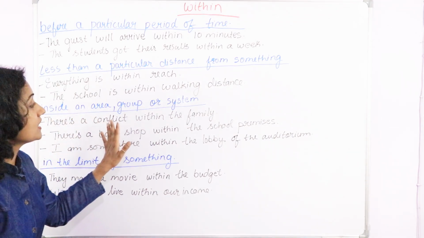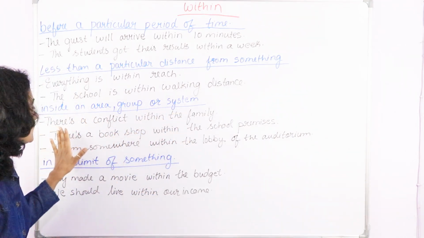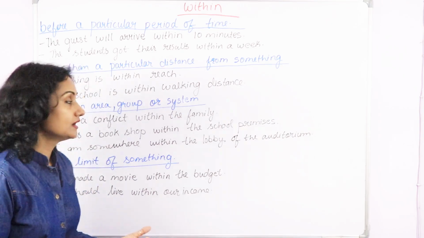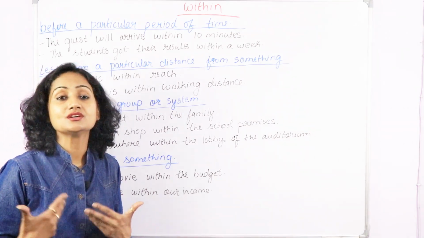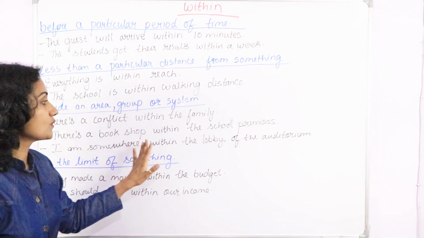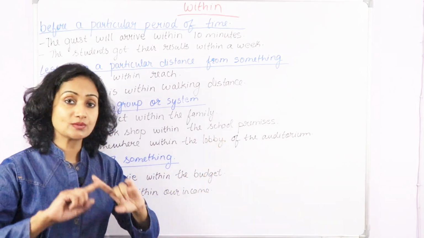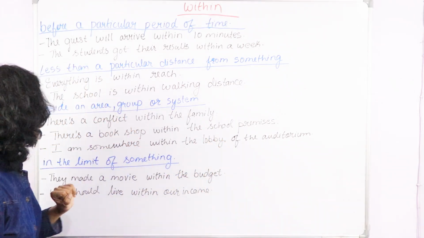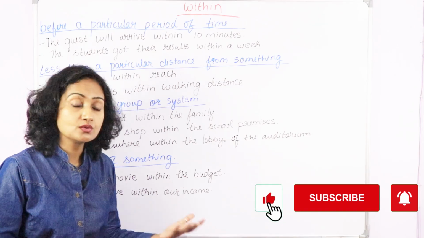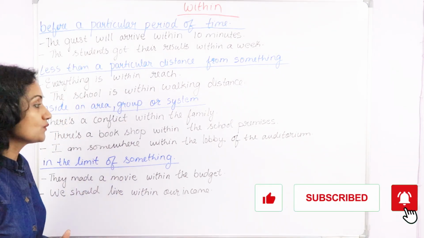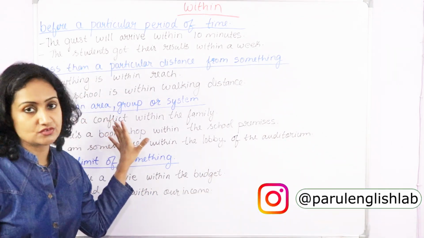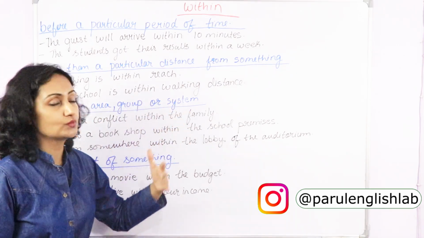Next is inside an area, group or system. For example, there is a conflict within the family. So it's a group, within the family. There is some problem going on within the organization. So the system, within the organization. There is a bookshop within the school premises. So within that area here. I am somewhere within the lobby of the auditorium. Where are you? I don't know exactly, but I am somewhere within the lobby of the auditorium. So again, we are talking about inside an area. Inside an area, group or system, we use within.